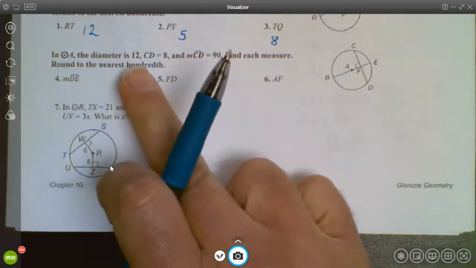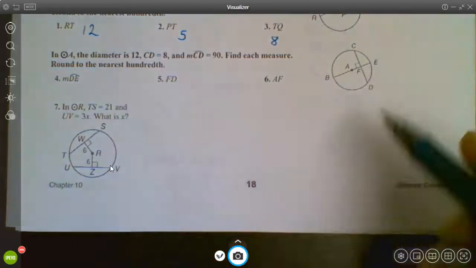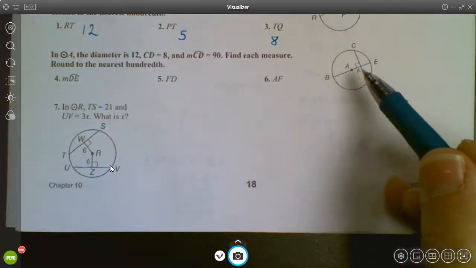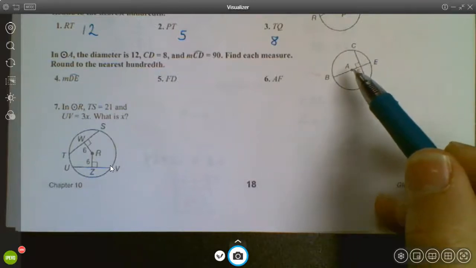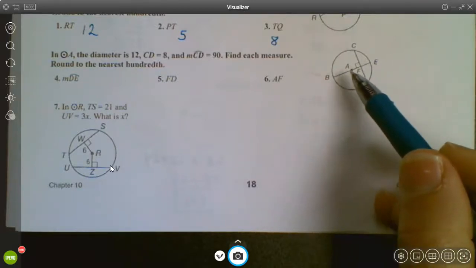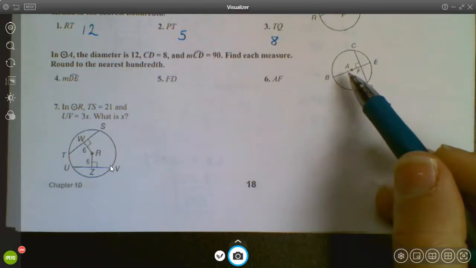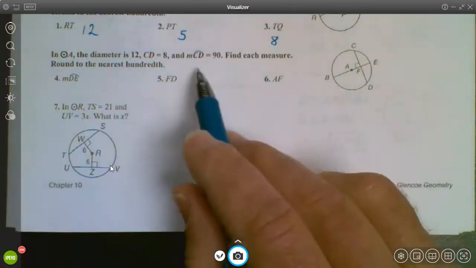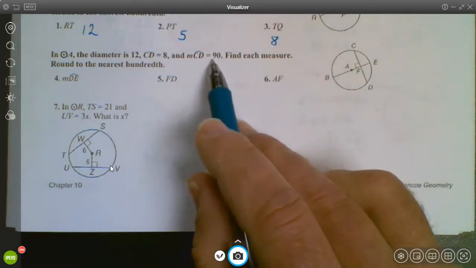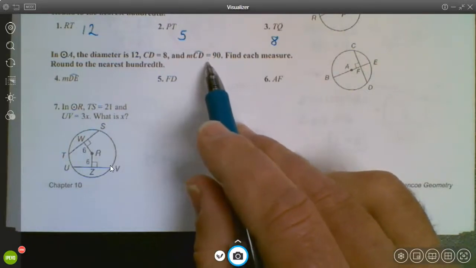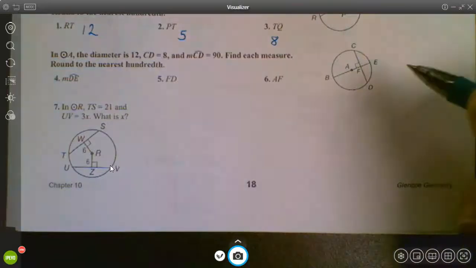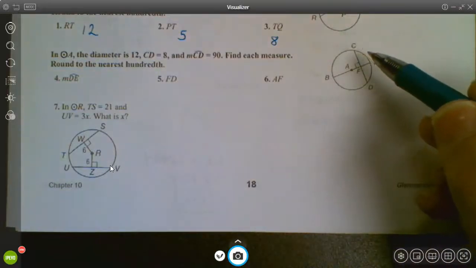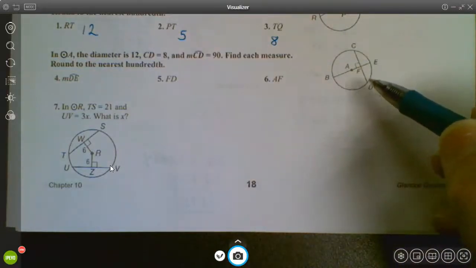Here we go. So in this one, they're telling us that the diameter is 12. So from B to E is 12, which obviously makes the radius 6. So AB would be 6, and AE is 6. They're telling me that arc CD is 90 degrees, right? Arc CD is 90 degrees. So the measure from here to here is 90 degrees.